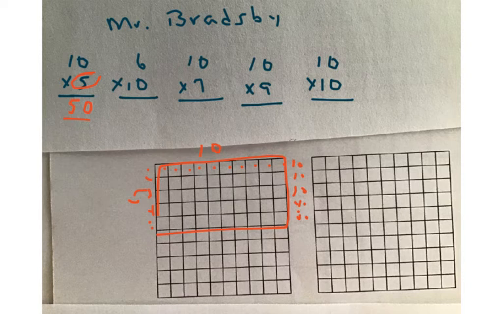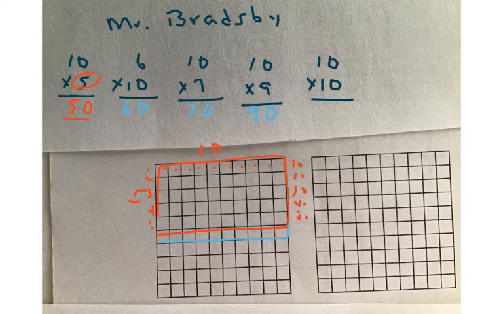Well, then we go on here and you would do 6 tens. That would be here. 6 tens would be 60 if you count up 10, 20, 30, 40, 50, 60. 7 tens is 70. 9 tens would be 90. So there they are. There's the answers.